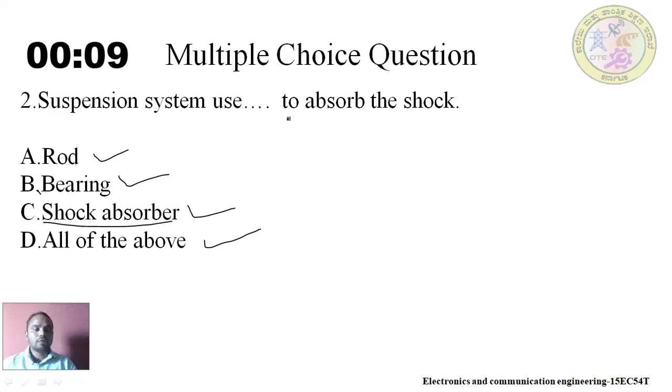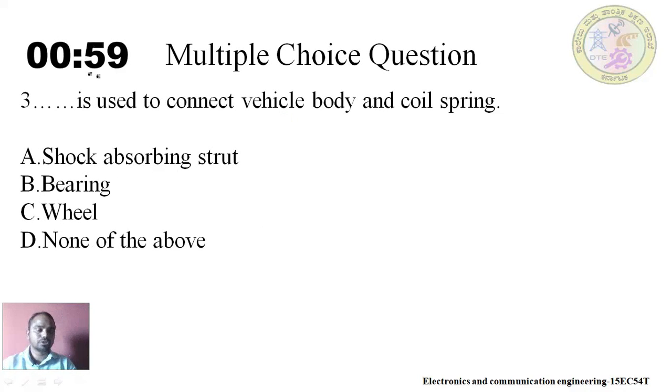Now, after the second question, we will move to the third question of the MCQ. Dash is used to connect vehicle body and coil spring. I repeat, dash is used to connect vehicle body and coil spring. Options are shock absorbing strut, bearing, wheel, or none of the above.